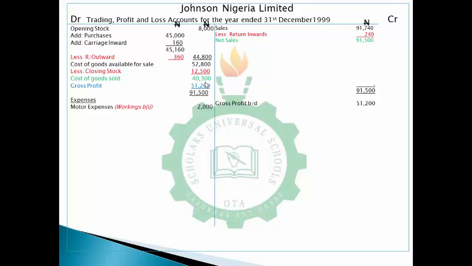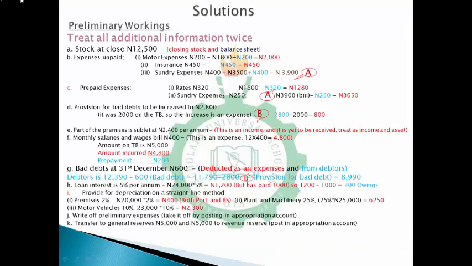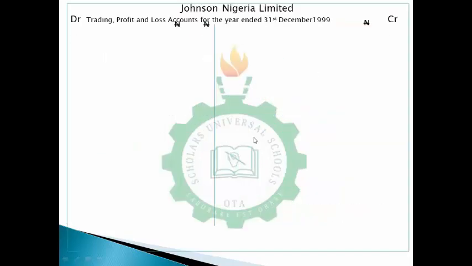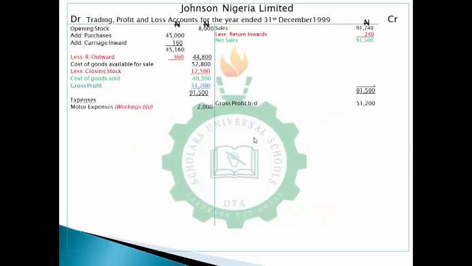The expenses I'm picking based on the additional information that I treated. Additional information B. Don't forget, the first additional information was motor expense, and I added 200 naira to my 1.8 to get my 2,000. So the 2,000 naira that I said I'm posting is what I'm posting here, and you can see what I've done here. I said workings B1. If you go to workings B1, you should be able to see this entry. Workings B1, I'm saying 1.8 plus 200 is 2,000. So this 2,000 has to be reflected here. Please, you have to take note of that.